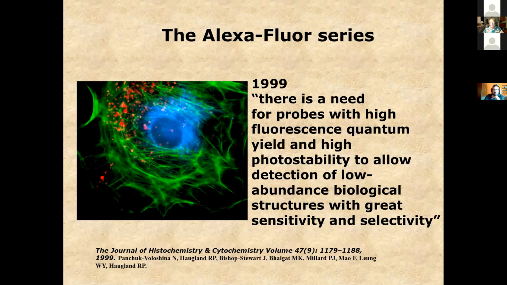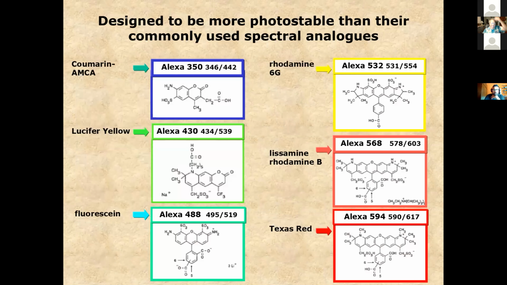By the way, they named them Alexa after their son Alex Haugland. That's why they're called the Alexa probes. So they designed a series of probes based on other fluorophores, coumarins, fluoresceins, rhodamines, but by making the right substituents, they introduced a lot of photostability.